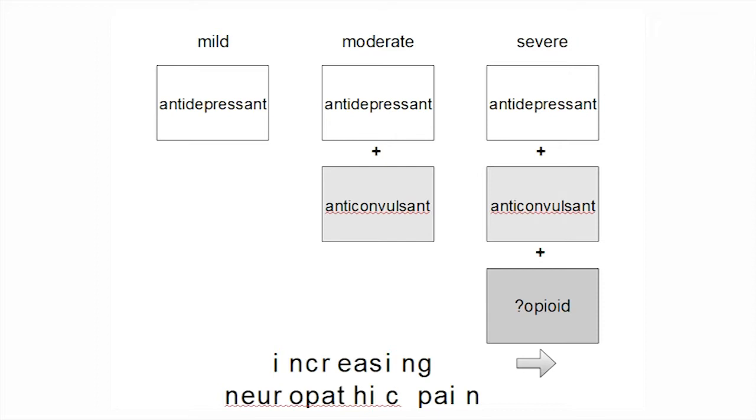So for mild neuropathic pain, we start off with an antidepressant. We'd consider adding one of the anticonvulsants, either gabapentin or pregabalin, to that. And only when it's more severe and they haven't responded to an antidepressant and an anticonvulsant would we consider using, ideally, a modified release opiate.